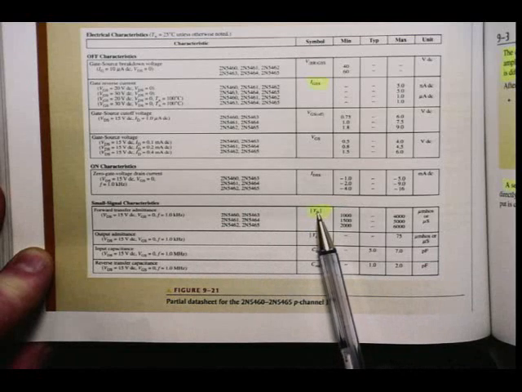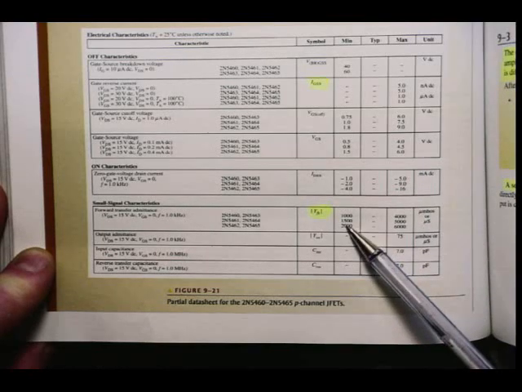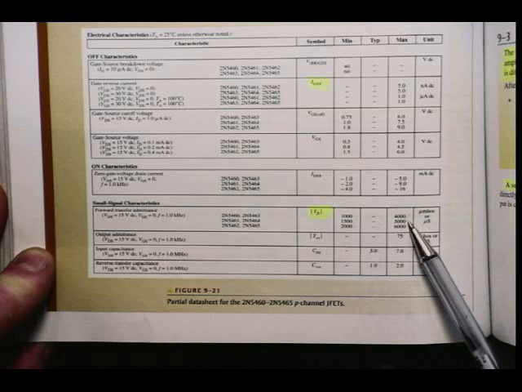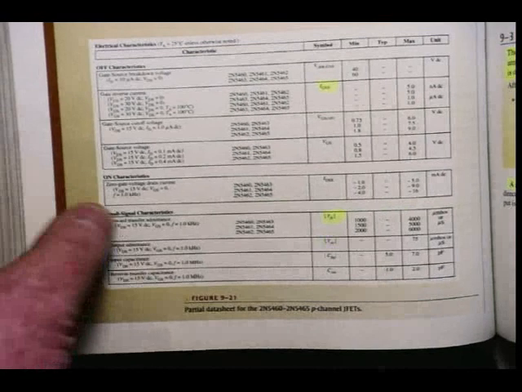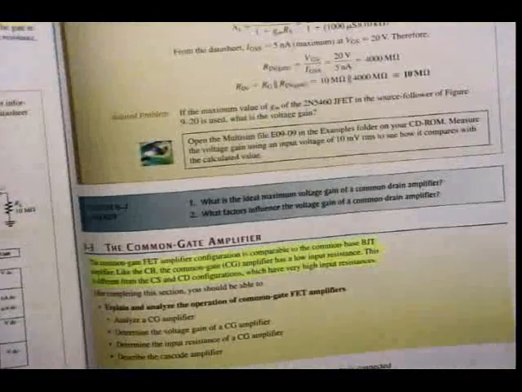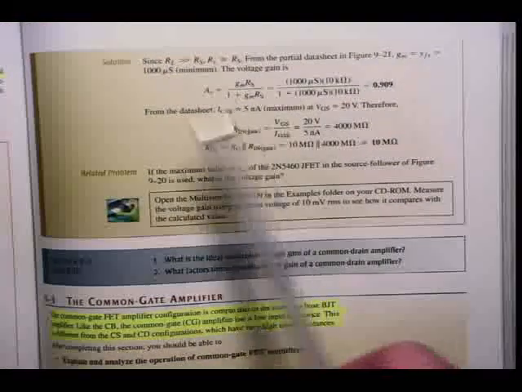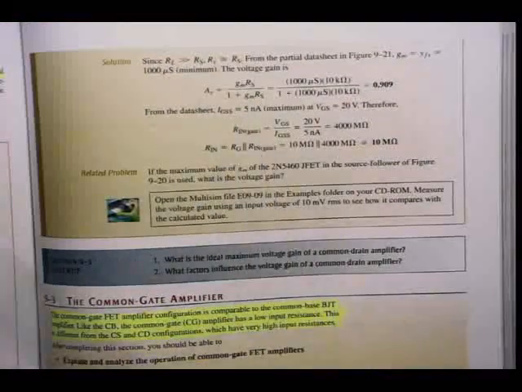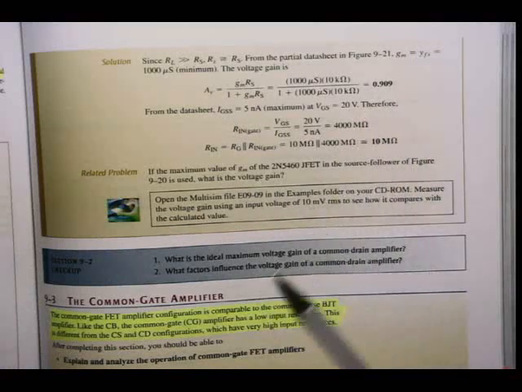And remember what they said? What value do they use there? 1000 microsiemens. So remember, it's the minimum value, not the maximum value that's given on the data sheet. That's why I said read the questions carefully before you answer them. Alright, then I can go and calculate the voltage gain by using the formula as we have discussed. Voltage gain then g_m R_S over 1 plus g_m R_S. I get the voltage gain of 0.909.